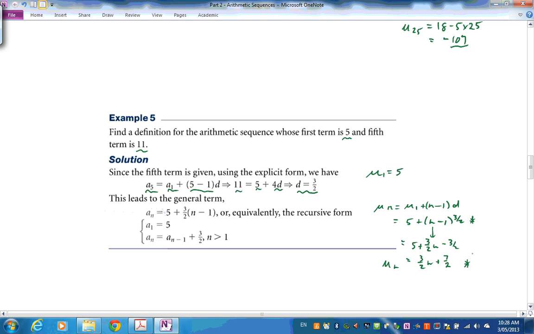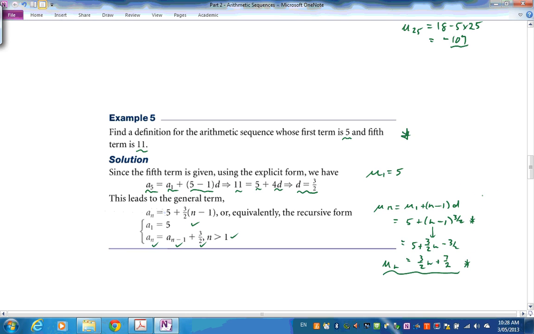And so the recursion formula we could have is this one, first term, and then any term is the term before plus the common difference, for n greater than 1. So it doesn't actually say up here, find a definition, it doesn't say which one to use. So you have two.